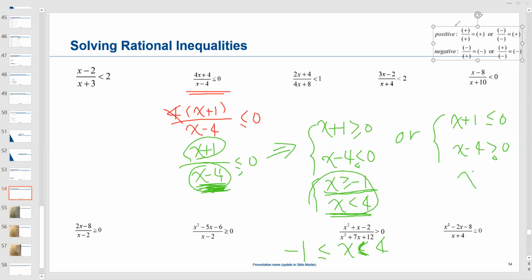What about the right part? The right part is x less than -1, but at the same time, x greater than 4. So this one does not make sense, right? Because when a number is less than -1, it's impossible for it to be greater than 4. So here is nothing. So the only answer is this one right now.